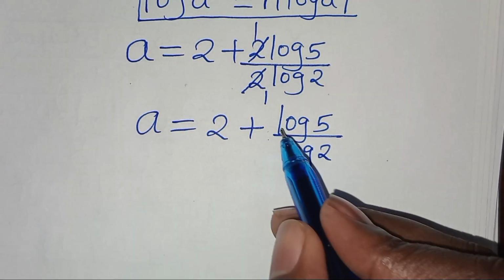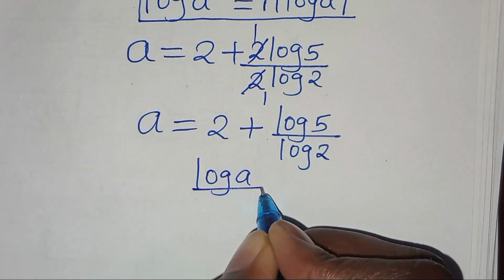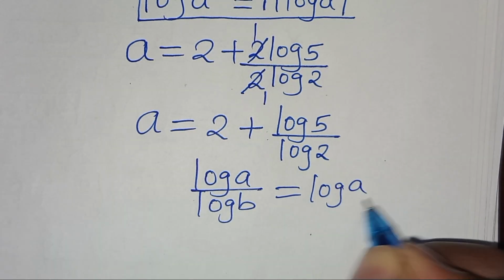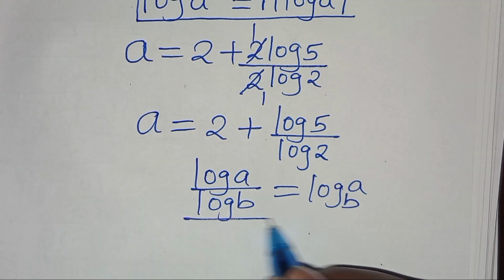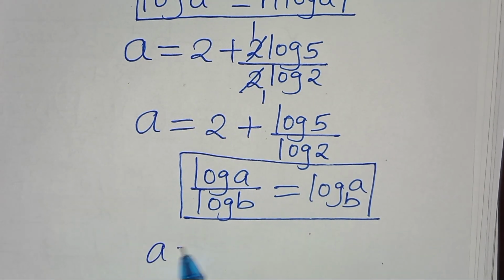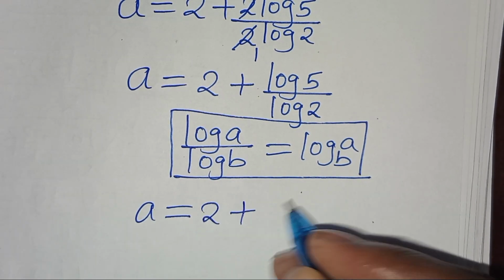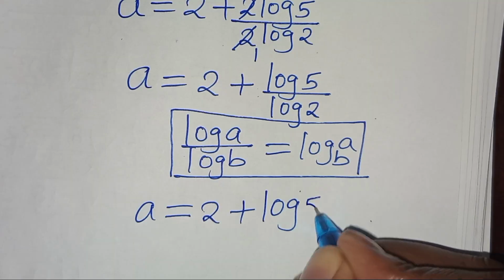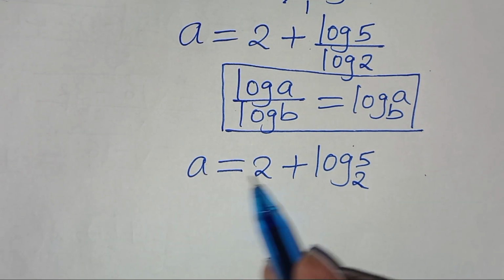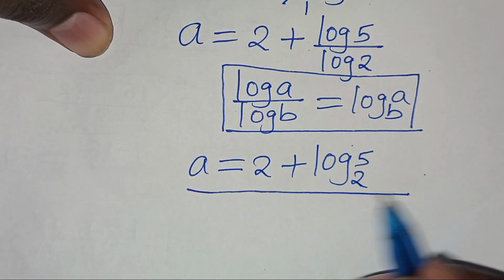And you find that log 5 divided by log 2, this is in the form of log a over log b, which we can express as log a to base b. Applying this logarithm property, then we have that a is equal to 2 plus log 5 to base 2. Now this is the value of a.